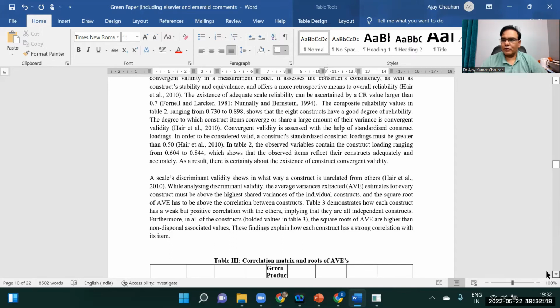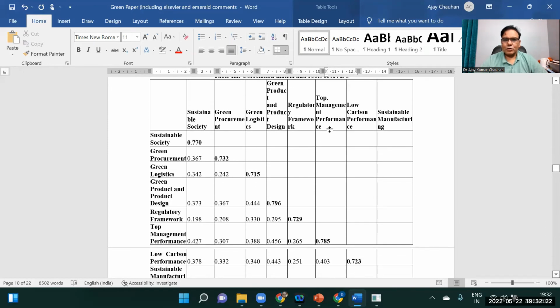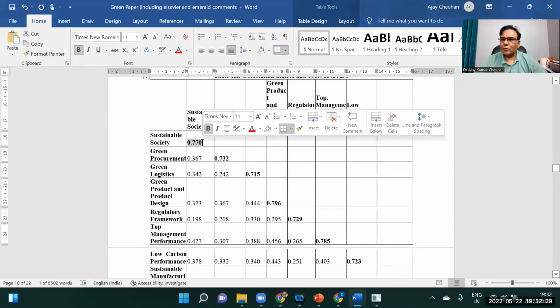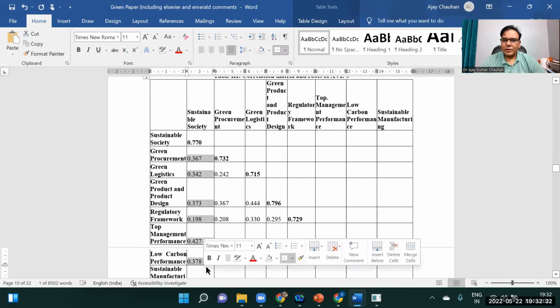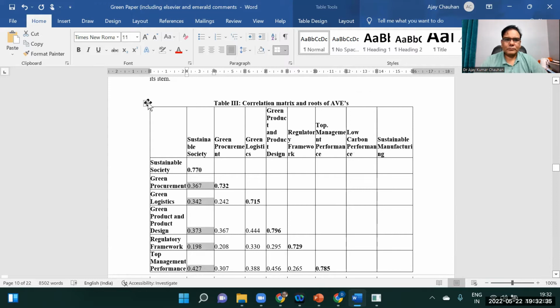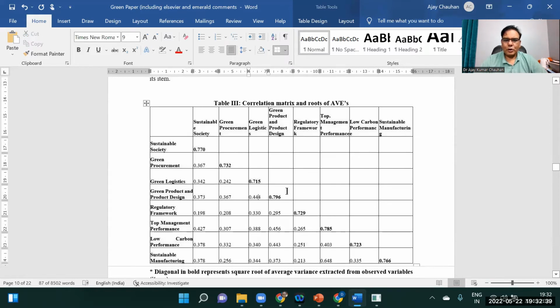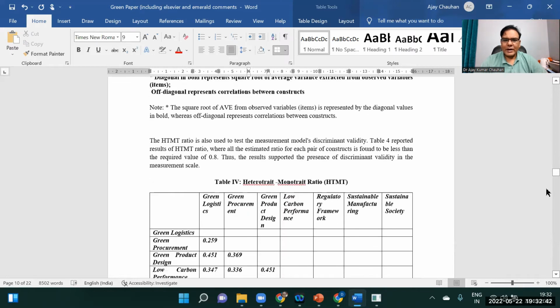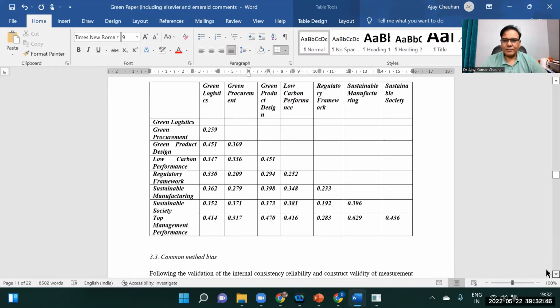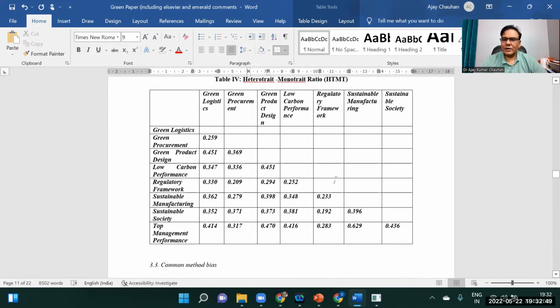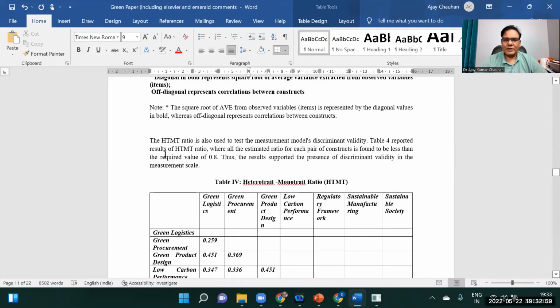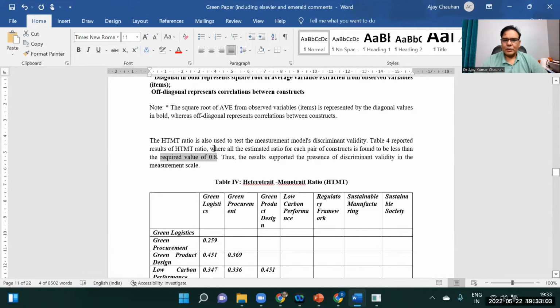Similarly, the discriminant validity you have to put like this. So this is the Fornell-Larcker criteria. And the first value is the square root of the AVE. And all other values are the square root of AVE. So in this way, we report the Fornell-Larcker criteria. HTMT ratio, you have to write like this. The same table, no change. You can cut and paste from the PLS to the paper. No change. Only thing we have to prove is that the HTMT ratio should be less than 0.8. So the way we prove discriminant validity is this.